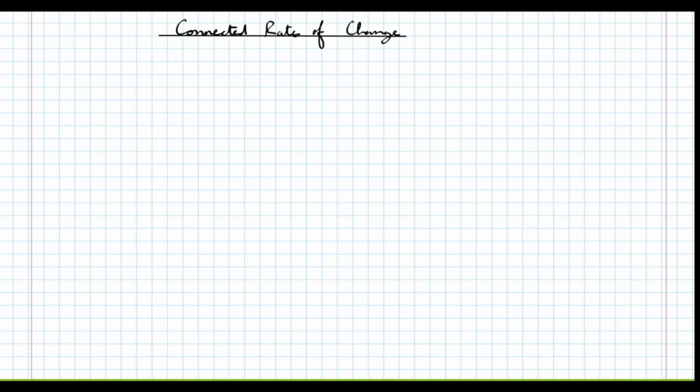So the key fact today for connected rates of change, the thing that's going to get us through it, is knowing this here. So basically this is very connected to parametric equations as well.